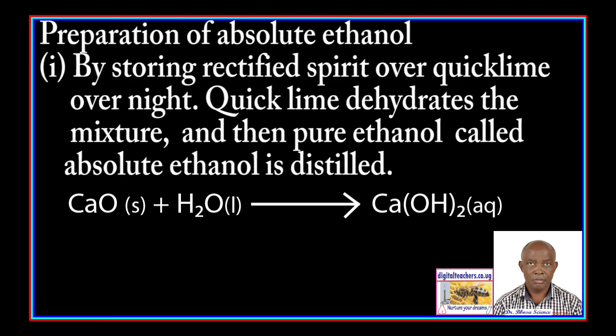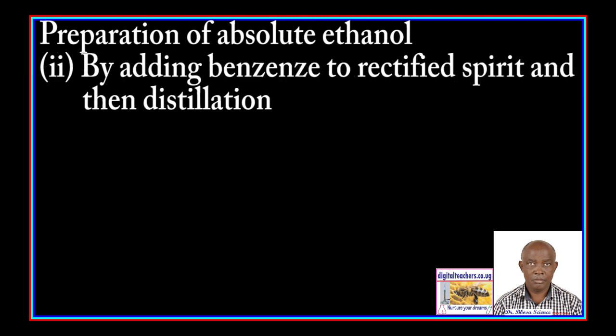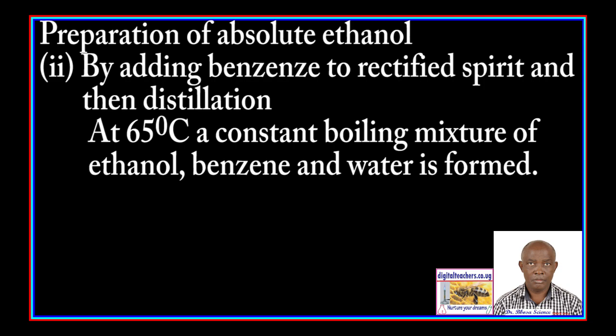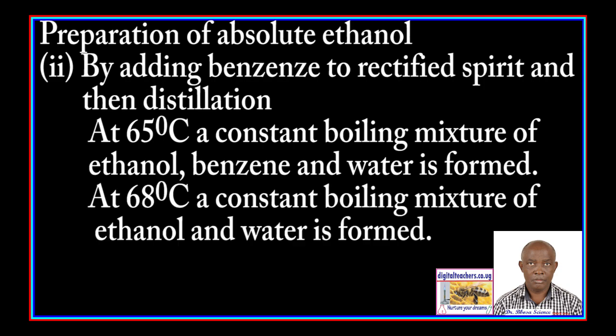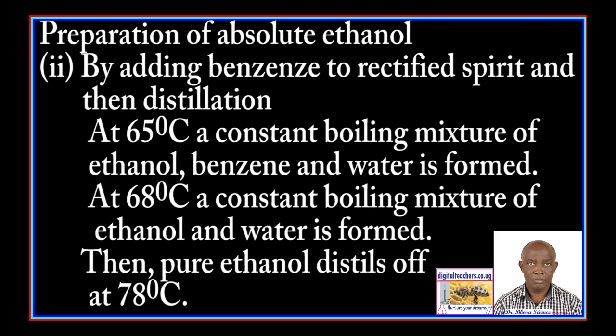Calcium oxide plus water will give you calcium hydroxide. 2. By adding benzene to rectified spirit and then distillation. At 65 degrees, a constant boiling mixture of ethanol, benzene, and water is formed. At 68 degrees, a constant boiling mixture of ethanol and water is formed. Then pure ethanol distills off at 78 degrees Celsius.